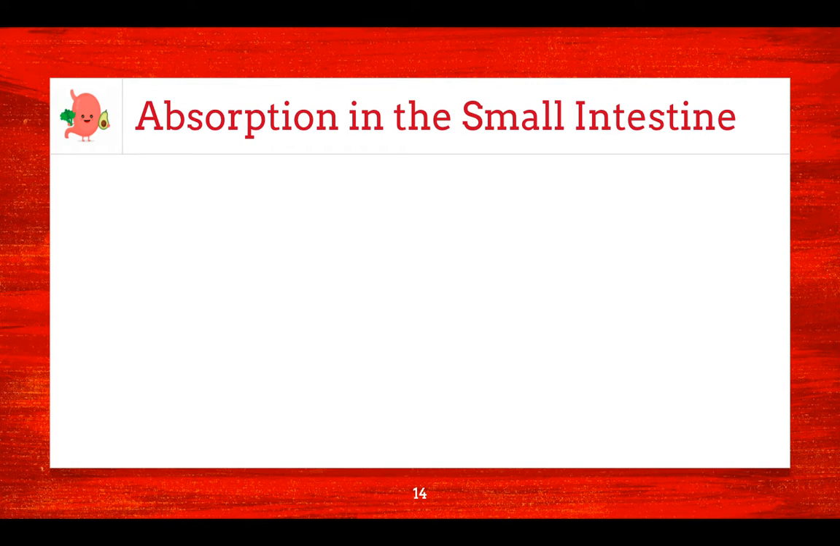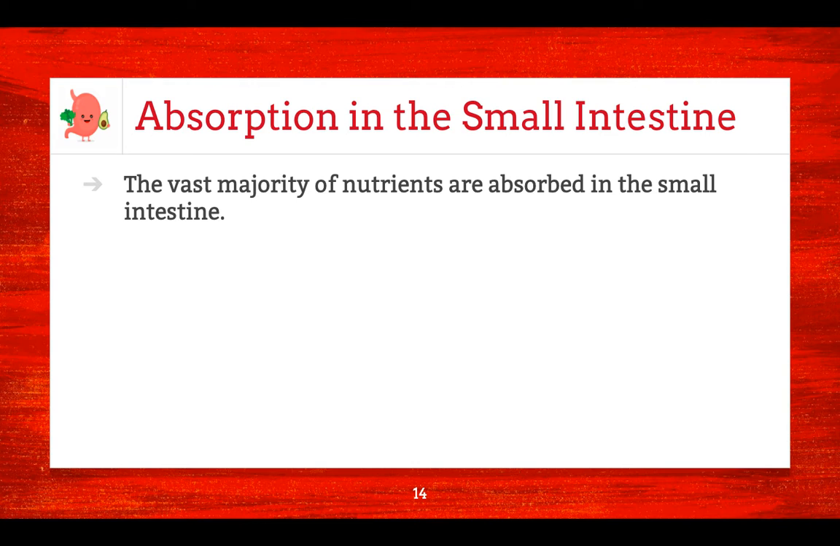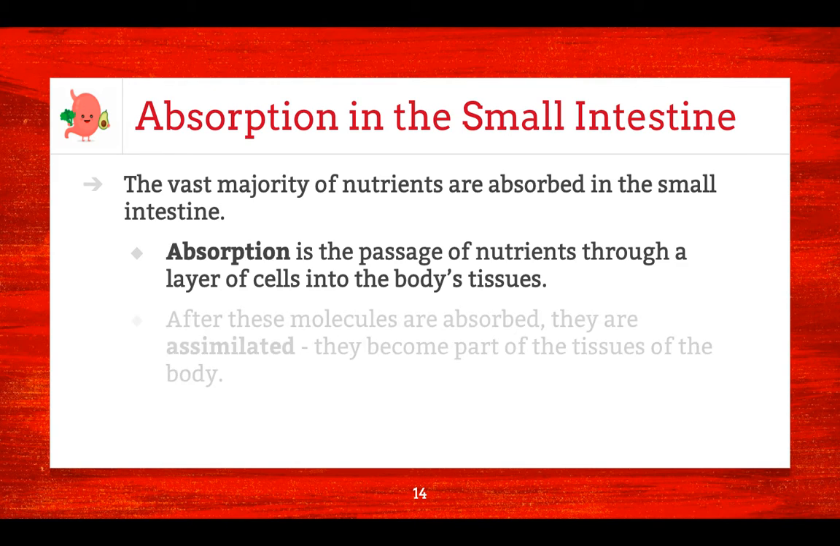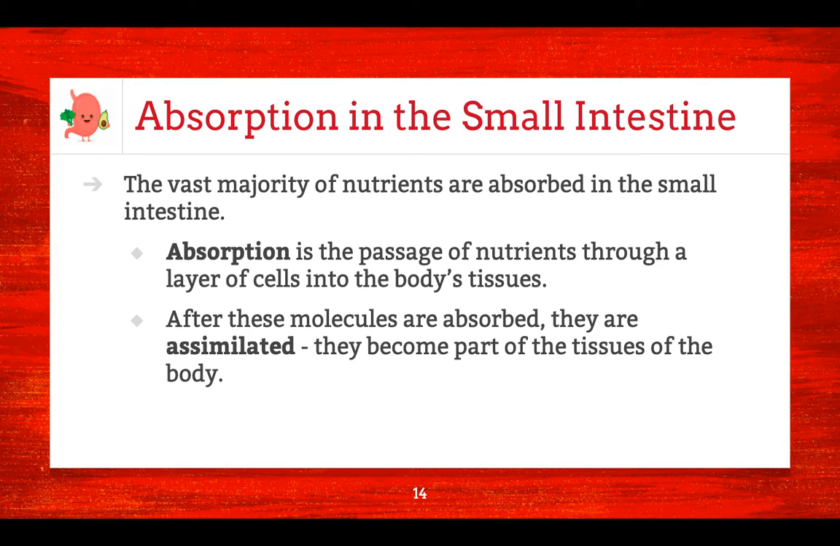The second key thing that happens in the small intestine, so the first was digestion, so the second is absorption. The vast majority of nutrients are being absorbed from the small intestine. So absorption is the passage of nutrients through a layer of cells into the body's tissues. Once the molecules are absorbed, they are then assimilated, which means they become part of the tissues of the body.